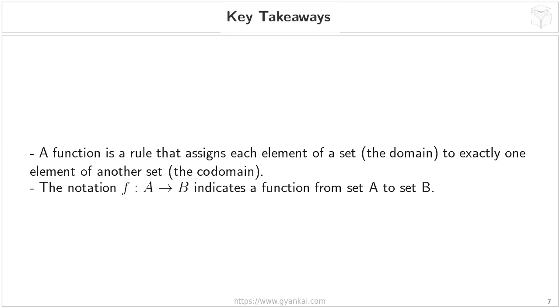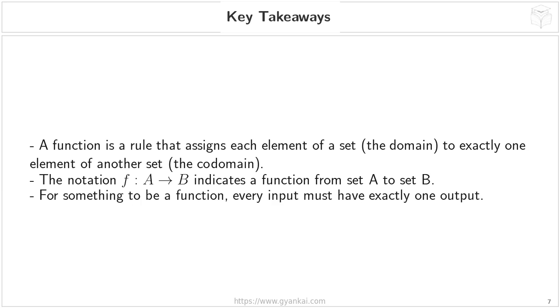We write it as f: A → B. The colon signifies maps from, and the right arrow indicates to. So, this simply means f is a function that takes elements from set A and maps them to set B. It's a concise way of saying everything we've discussed about the relationship between the domain and codomain.